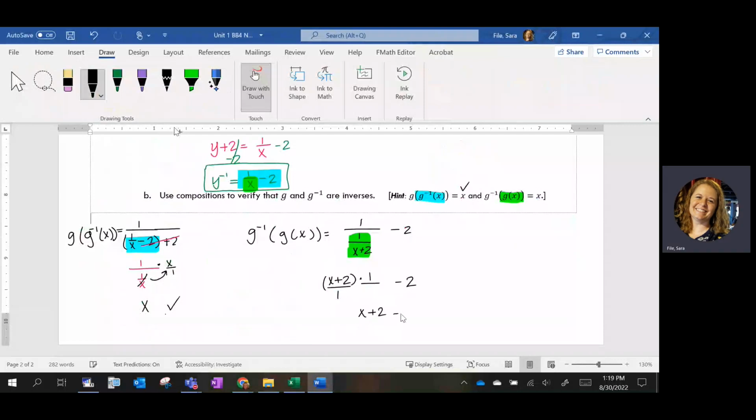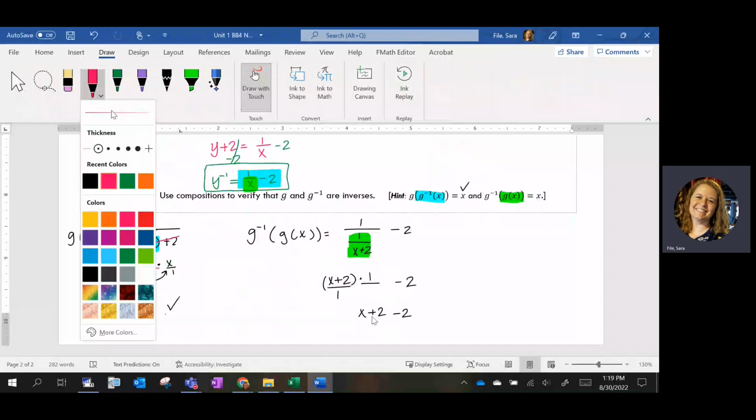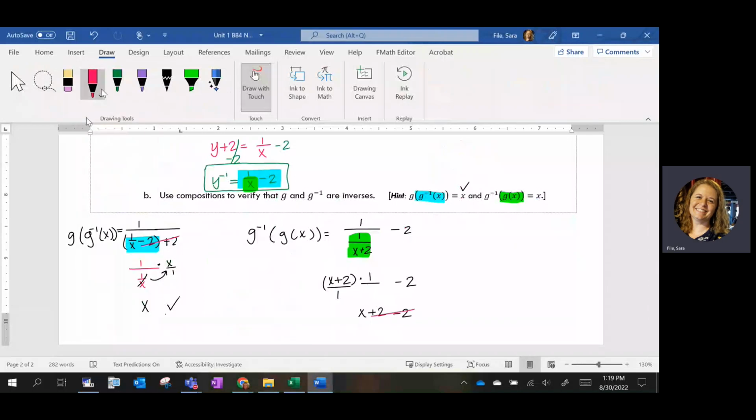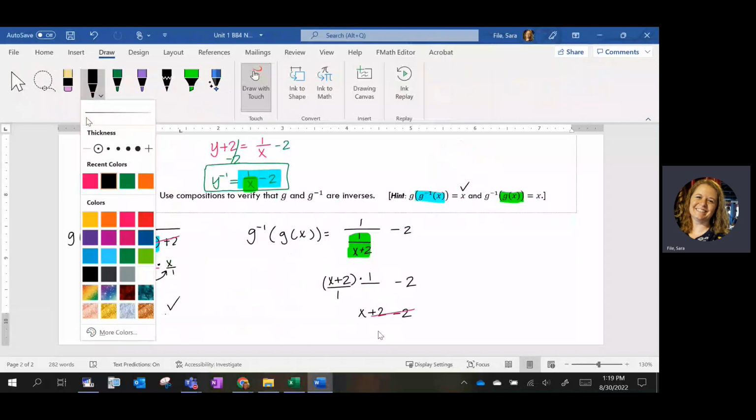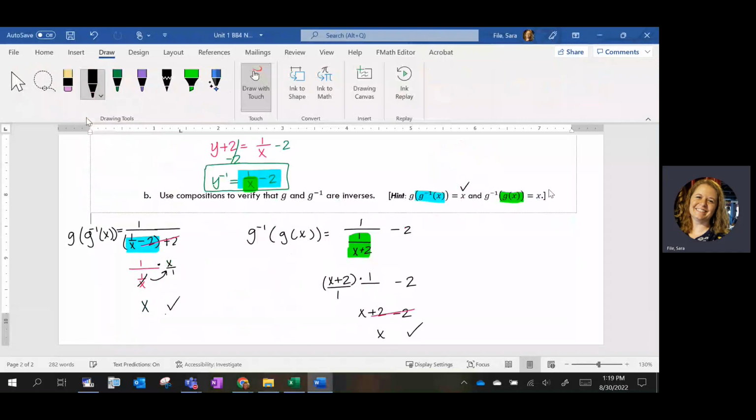And I have the minus 2. And what happens to those? That cancels, that's 0. So I'm again left with simply x, which is good because I was trying to prove that those were inverses, and they are. It checks out both ways.